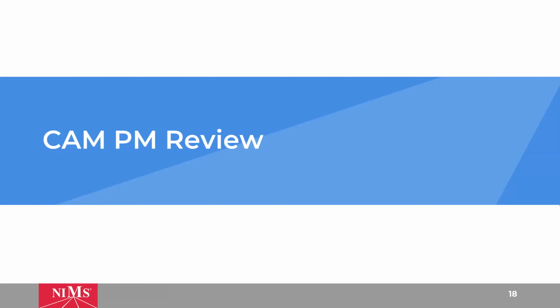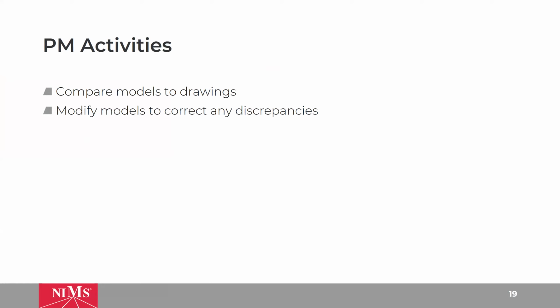So we looked at the standards. Now we will do a CAM PM review. Let's look at the activities. This is high level: what are you actually going to do? You're going to compare models to drawings. You have to look at the models, look at the drawings and compare them. You have to modify models to correct any discrepancies between the models and the drawing, where the drawing has full authority.